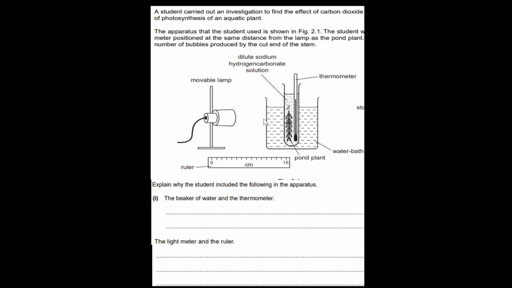So it helps to keep the temperature constant. And another thing that you could use is a light meter. So that will give you really high marks. If you say that different lamps might give different amounts or intensities of light. It also depends on the time of day that you do the experiment. You can also say that you could use a light meter to measure the exact intensity of light.